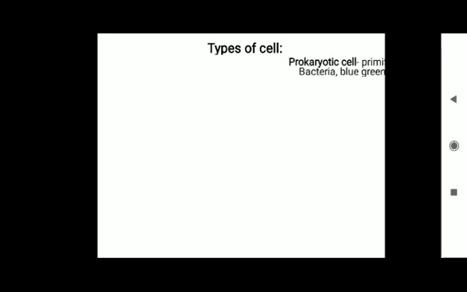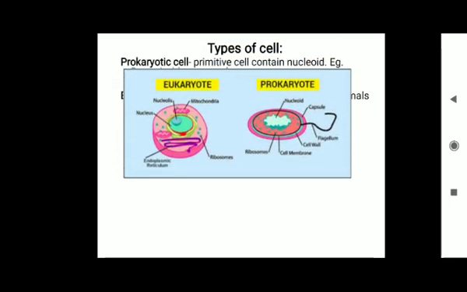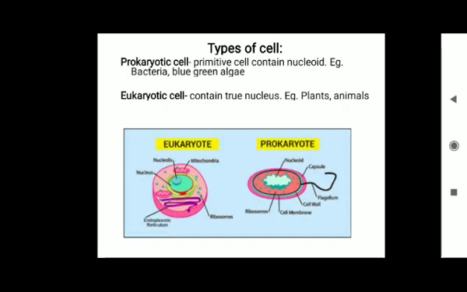Now, come to the types of cells. Basically, cells are of two types depending upon their structure, that is prokaryotic cell and eukaryotic cell. Prokaryotic cells are the primitive cells that have a nucleoid. Nucleoid is the false nucleus that does not have a nuclear membrane. Examples: bacteria, blue-green algae, mycoplasma. The other one is the eukaryotic cell, which contains a true nucleus. That means the nucleus has a nuclear membrane around it, so that the genetic material is separated from the cytoplasm. Examples: plants, animals, fungi, algae. As you can see in the picture, you can clearly see the difference. In the prokaryotic cell you can see the nucleoid, and in the eukaryotic cell you can see the clear nucleus.